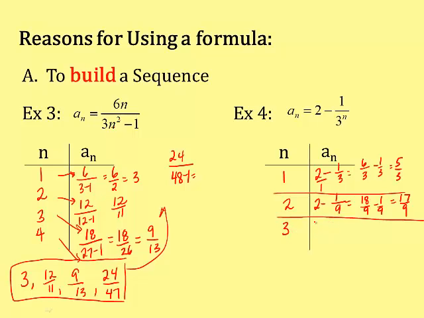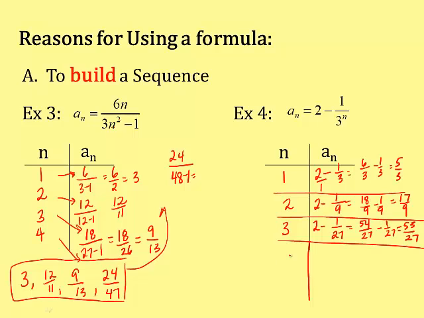Third term, 2 minus 1 over 3 to the 3rd power, which is 27. 3 times 3 times 3 is 27. So common denominator of 27 times 2 is 54 over 27 minus 1 over 27 gives me 53 over 27. And no, that does not reduce either.